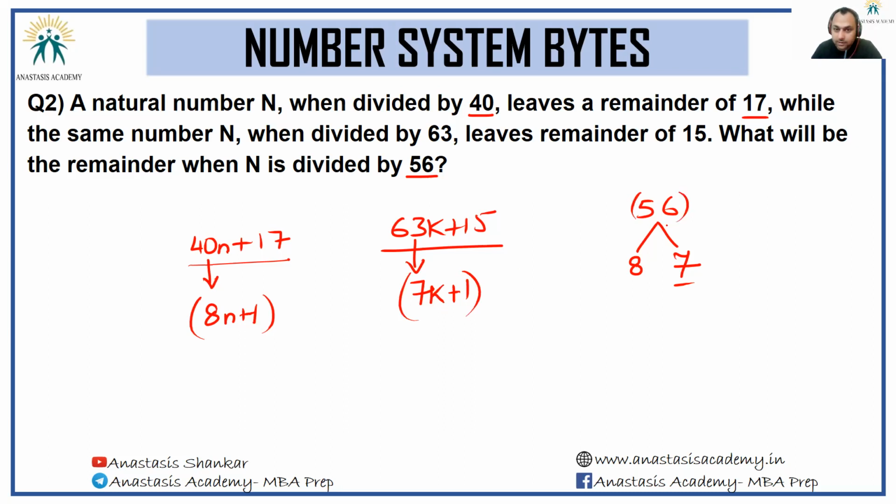So the remainder with 56 will also be 1. Because basically you have to combine 8n plus 1 and 7k plus 1. Upon combining, the LCM being 56, it is 56n plus 1, this is clearly identified. The answer to the question is 1.